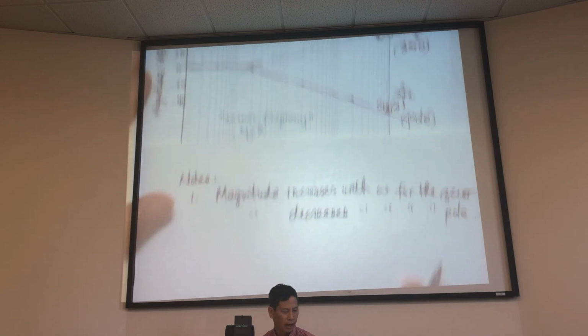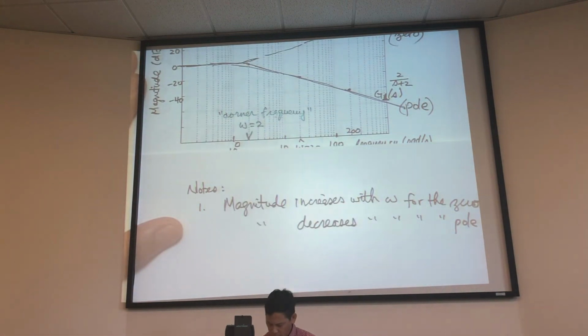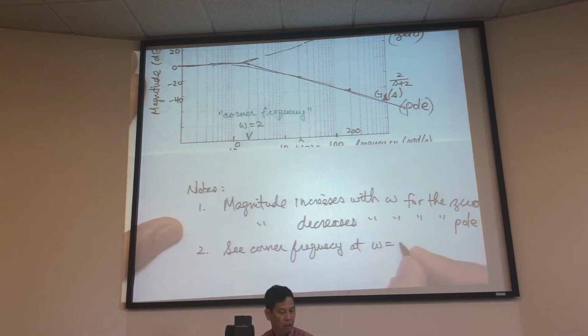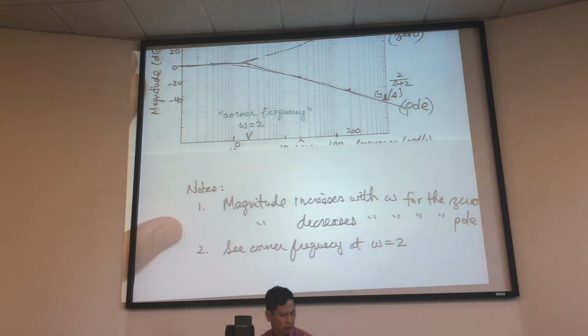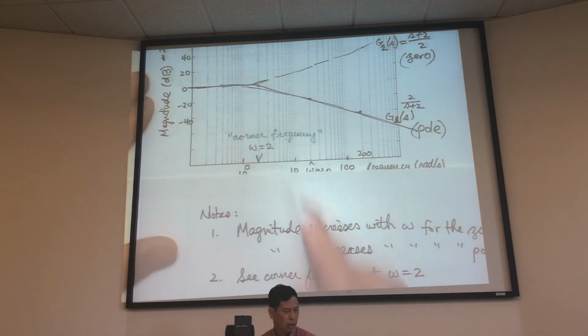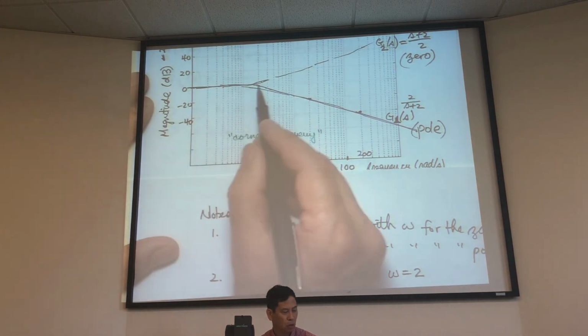I introduced this concept of the corner frequency. So note the corner frequency. In our example, the pole is at s equal to 2, so omega equal to 2. So that's this number. Here's the corner frequency. The magnitude is basically flat up to the corner frequency.